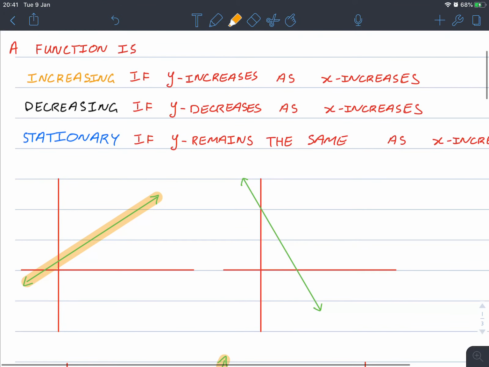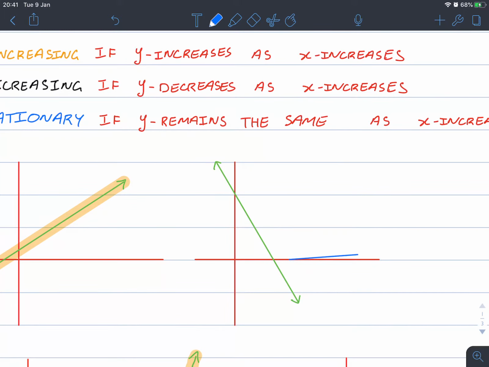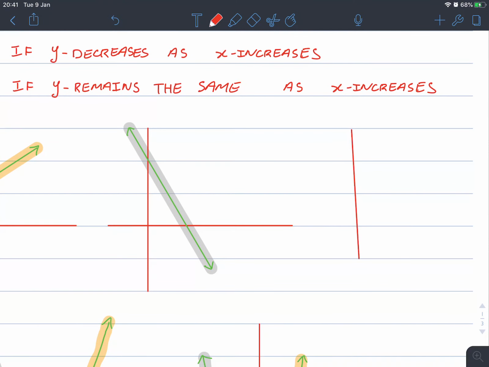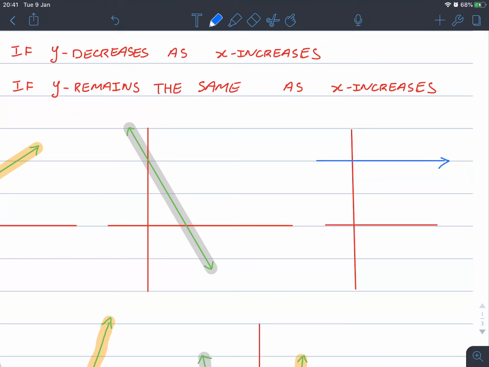Likewise here, we have a function where as x moves along to the right, y is going downwards. So this function is decreasing. I'll just quickly draw up a function that is stationary. Here's my y-axis, x-axis, and here's a function that is neither increasing nor decreasing. There we are.